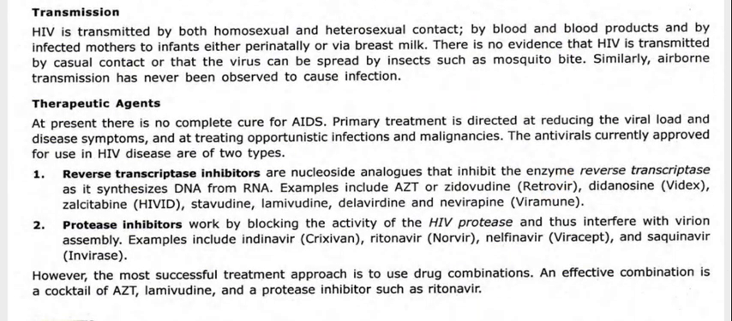HIV is transmitted by both homosexual and heterosexual contact, by blood and blood products, and by infected mothers to infants, either perinatally or via breast milk. There is no evidence that HIV is transmitted by casual contact or that the virus can be spread by insects such as mosquito bites. Similarly, airborne transmission has never been observed to cause infection.